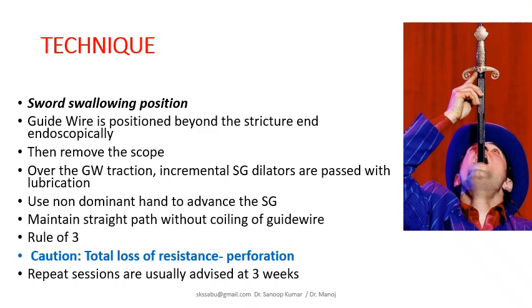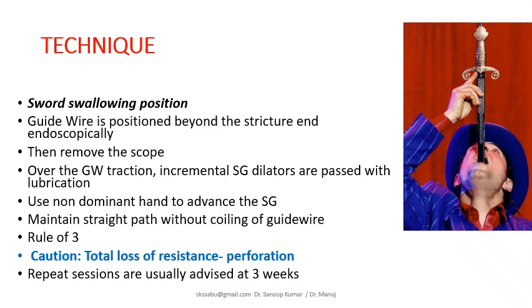And here also the rule of 3 should be used. We should insert the dilator along the guide wire, and pushing should ideally be done with the non-dominant hand so that excessive push will not happen and perforation will not happen. Caution should be taken that your assistant maintains the guide wire in minimal traction, and there should not be slacking or looping of the guide wire. The rule of 3 should be followed.